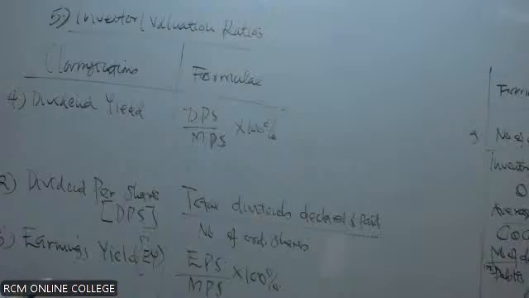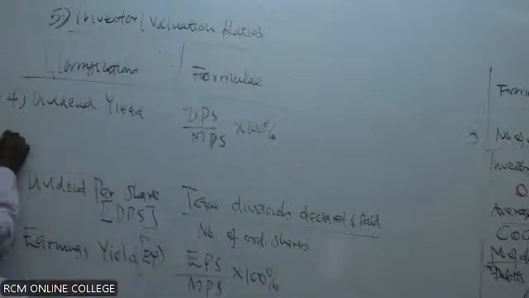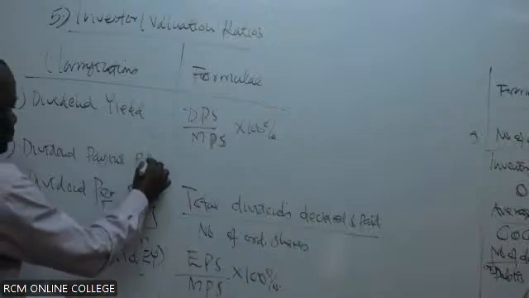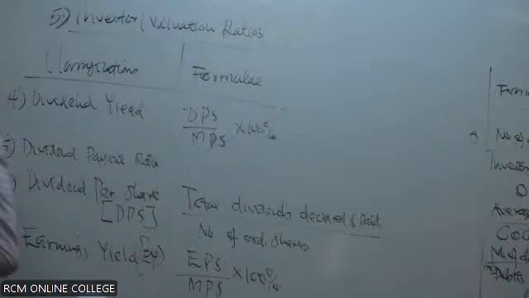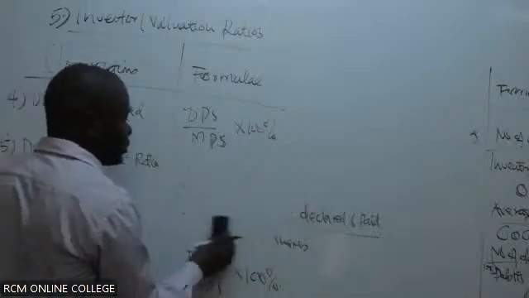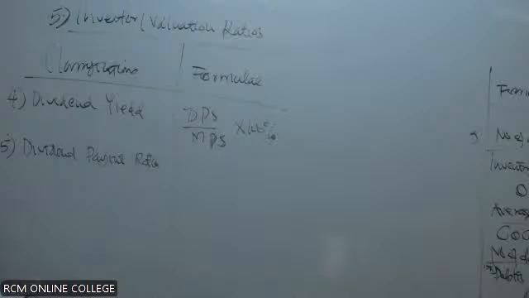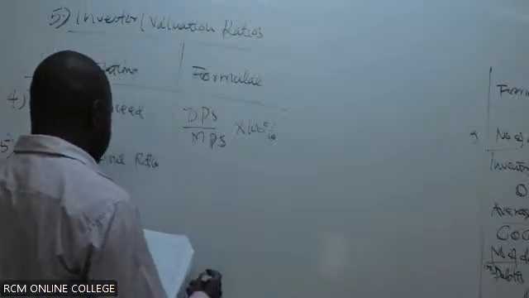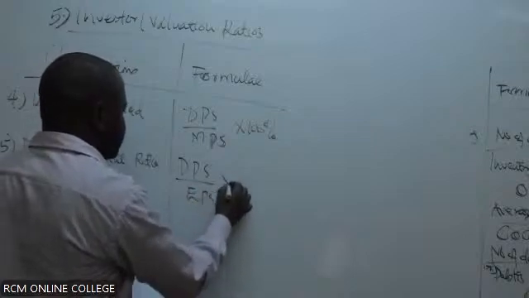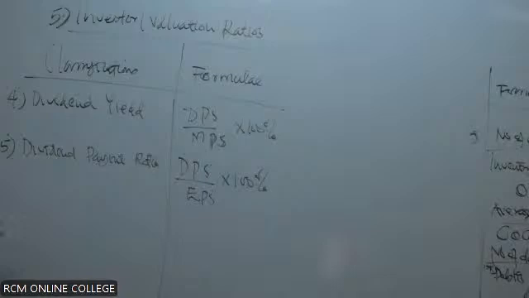Then we have number 5, the dividend payout ratio. So how do you get the dividend payout ratio? It is DPS over EPS. You take dividends per share, divide by earnings per share, and multiply by 100%.